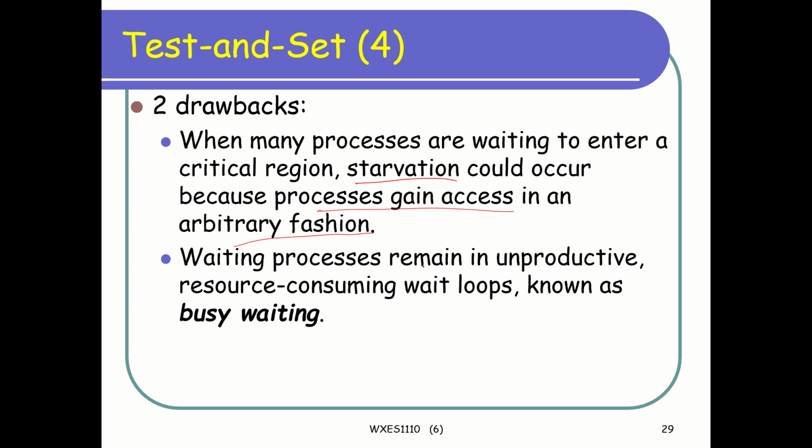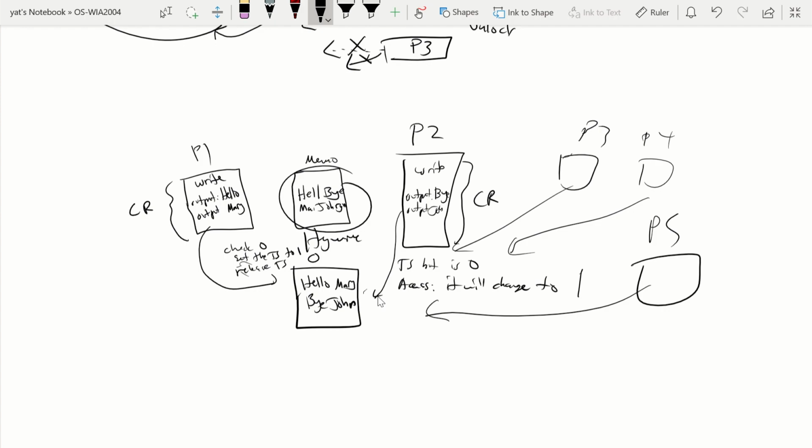So waiting processes remain in resource-consuming wait loops known as busy waiting. So P4 will be forever busy waiting, or starved. Maybe there are some more processes that can never access it, because they have to wait for P1 or P2 or any process to complete. That's why you have to wait, and it has a risk of starvation.